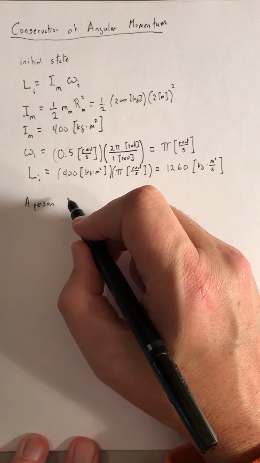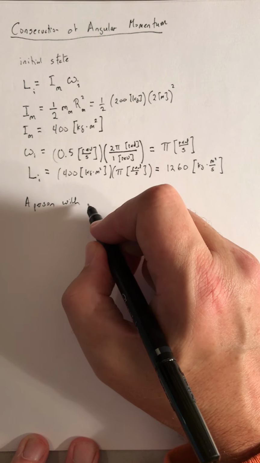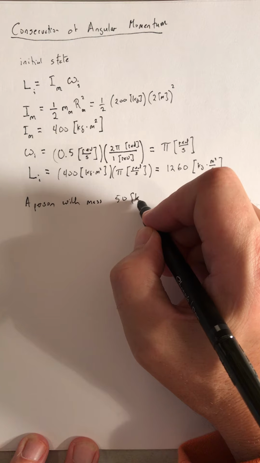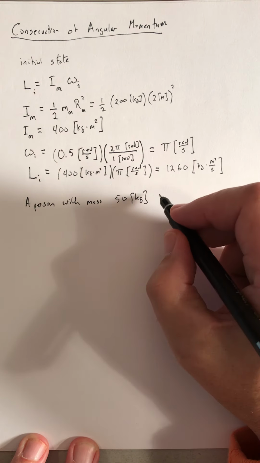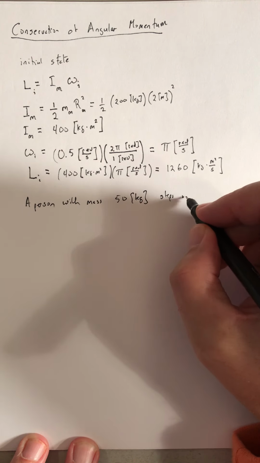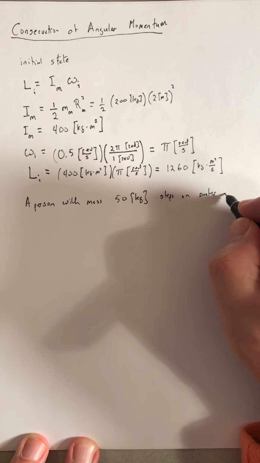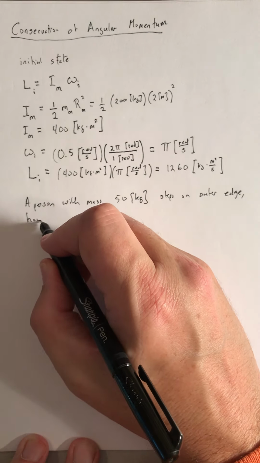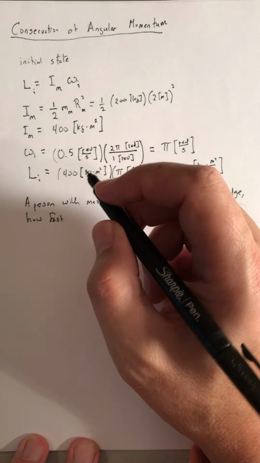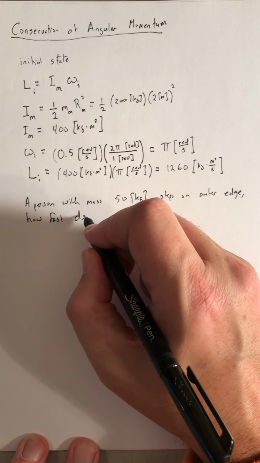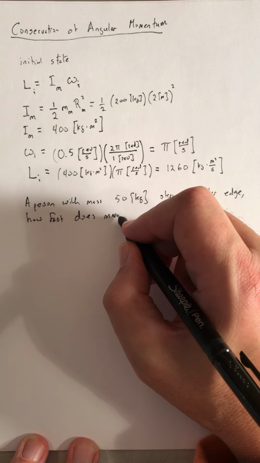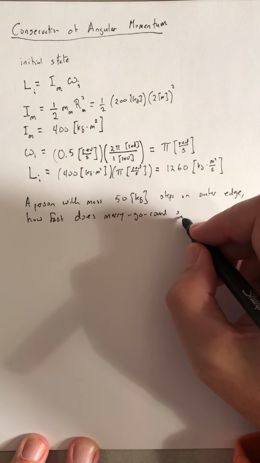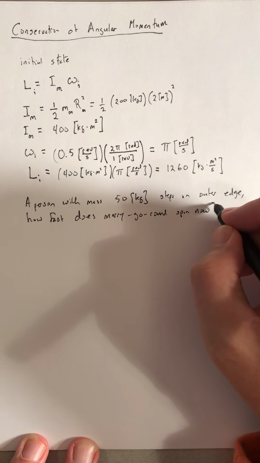So then a person with mass 50 kilograms, so a little person, steps on the outer edge. How fast does our merry-go-round spin now?